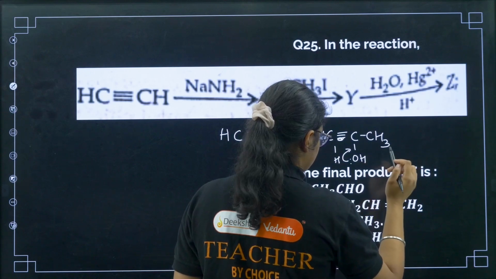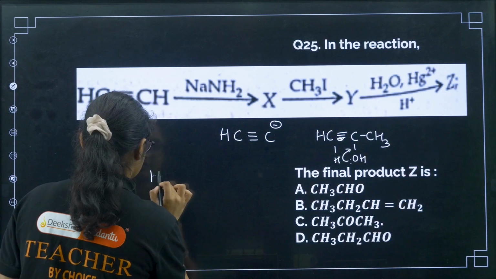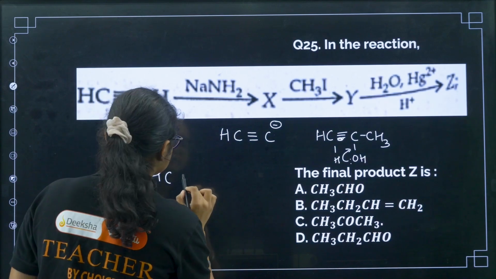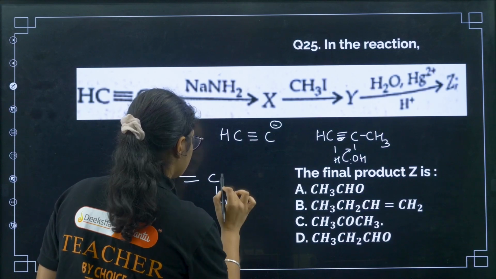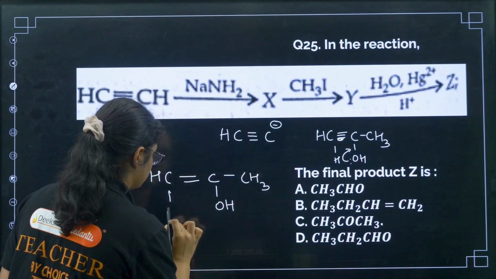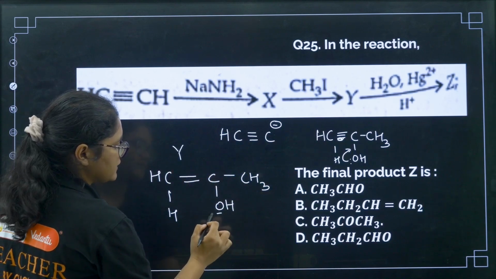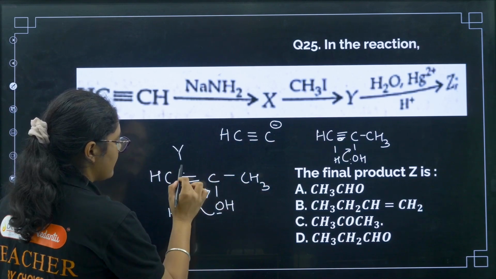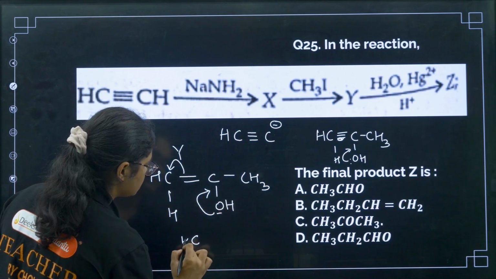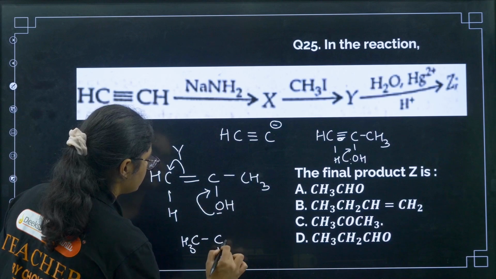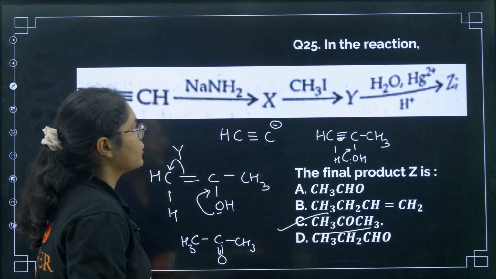So here tautomerization will take place and then you will get acetone. So this structure is like this, CH, okay, C double bond C, OH, CH3, and H and OH got added, this is your Y, okay. Now tautomerization will take place, this bond will shift here, this bond will shift here, and this will abstract this H, and we will get CH3 CO CH3, that is acetone. So here option number C, okay.